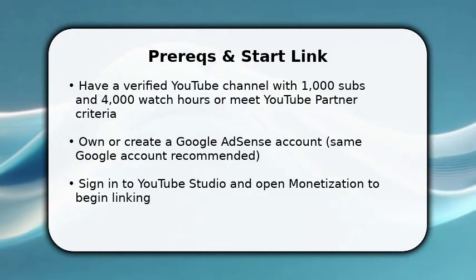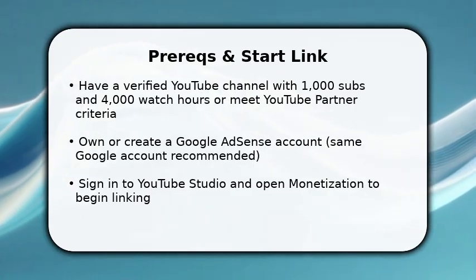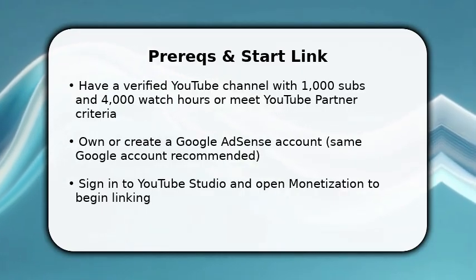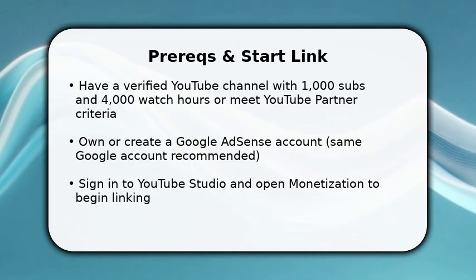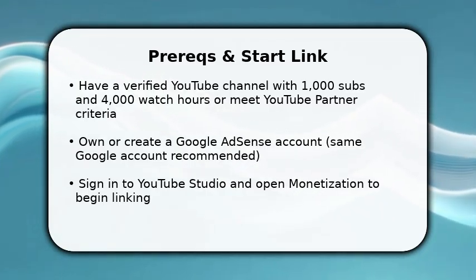You'll start by confirming prerequisites and opening the tools you need. Make sure your channel meets partner program eligibility and sign into the Google account you'll use for Adsense. Once signed into YouTube Studio, go directly to the Monetization tab and follow the prompts to apply or check status.